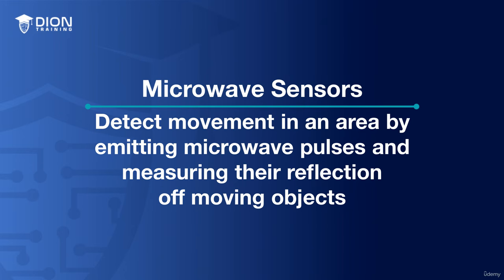Microwave sensors are going to be used to detect movement in an area by emitting microwave pulses and measuring the reflection of moving objects back to them. These microwave sensors can cover large areas, but sometimes they're going to be prone to false alarms because they're often configured to have a very high sensitivity level.